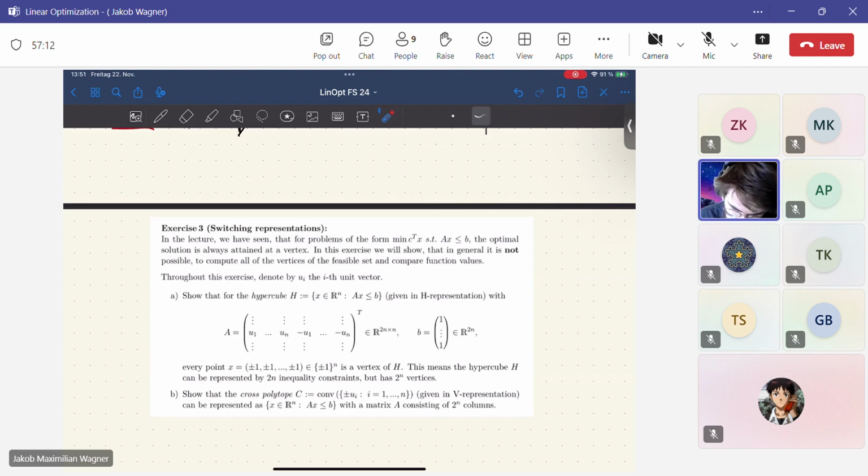As a recollection, we have a look at this problem: minimize c transpose x subject to Ax less or equal b. And we have seen that if we have a solution, we know that it's attained at a vertex, and we want to construct examples here that basically go in two ways. So we want to construct in part A an example of a set that has a moderate number of inequality constraints, but a large number of vertices. So 2 times n inequality constraints and 2 to the power of n vertices.